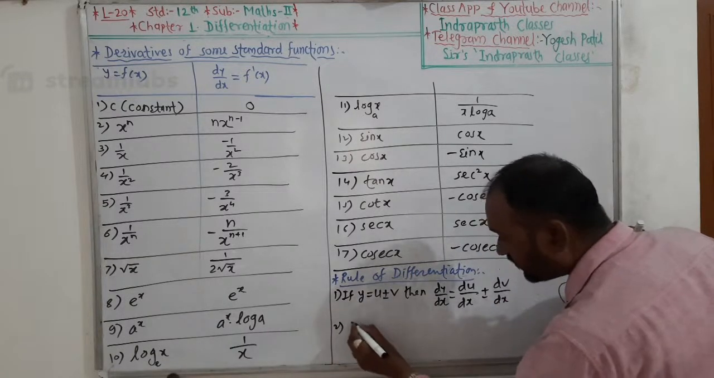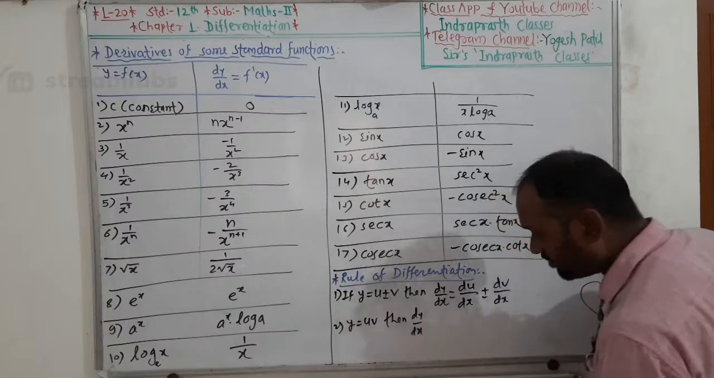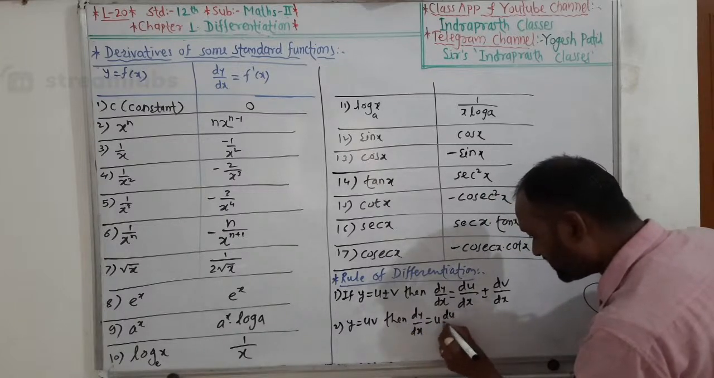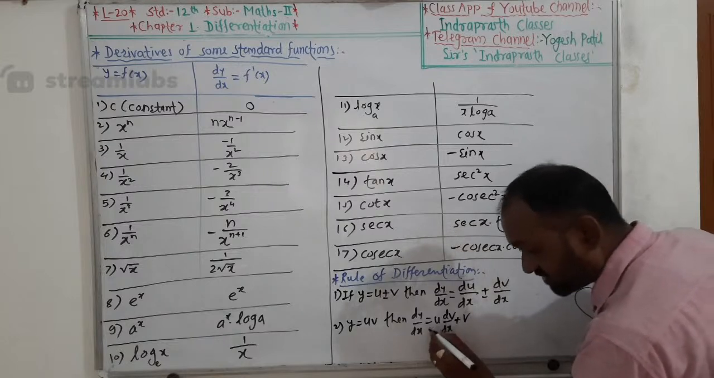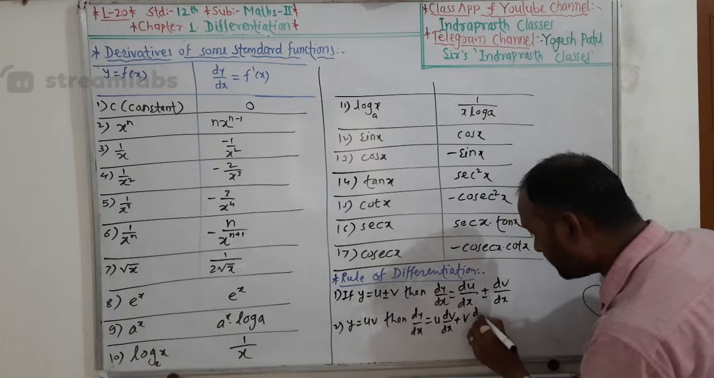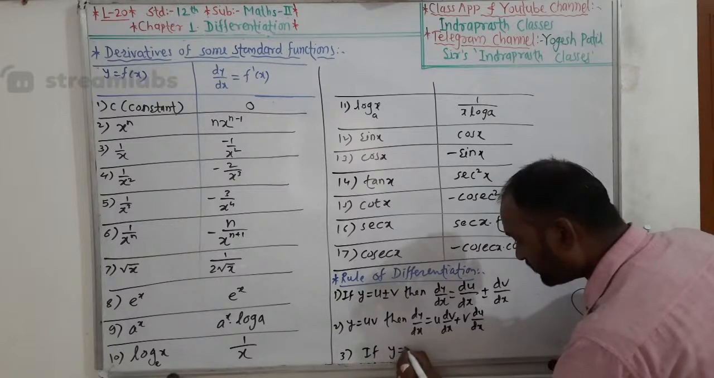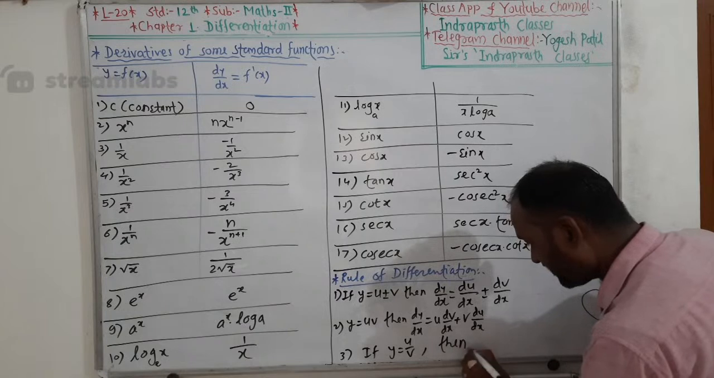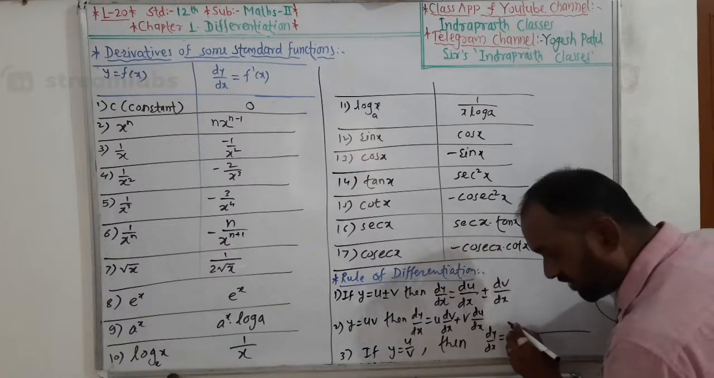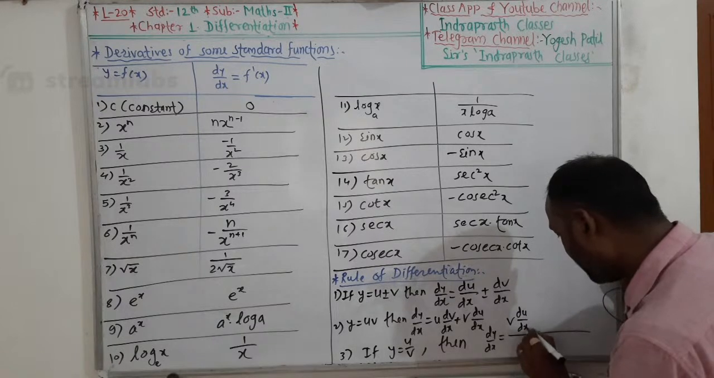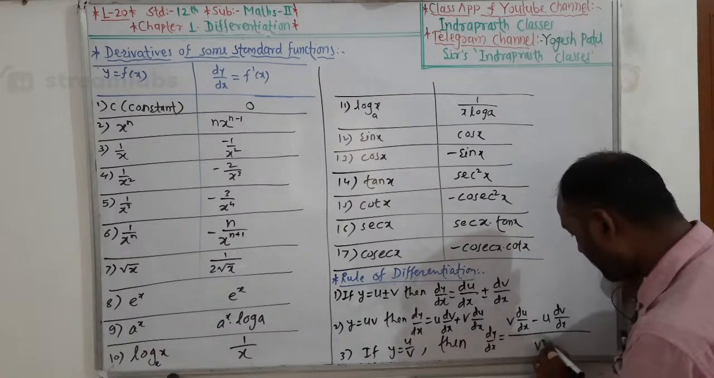Another rule is that if y is equal to u into v, then dy by dx is equal to, this is the product rule, first term as it is into derivative of the second term, plus second term as it is into derivative of first term. Then third one is that if y is equal to u upon v, then dy by dx is equal to denominator into derivative of numerator minus numerator into derivative of denominator, divided by denominator square.